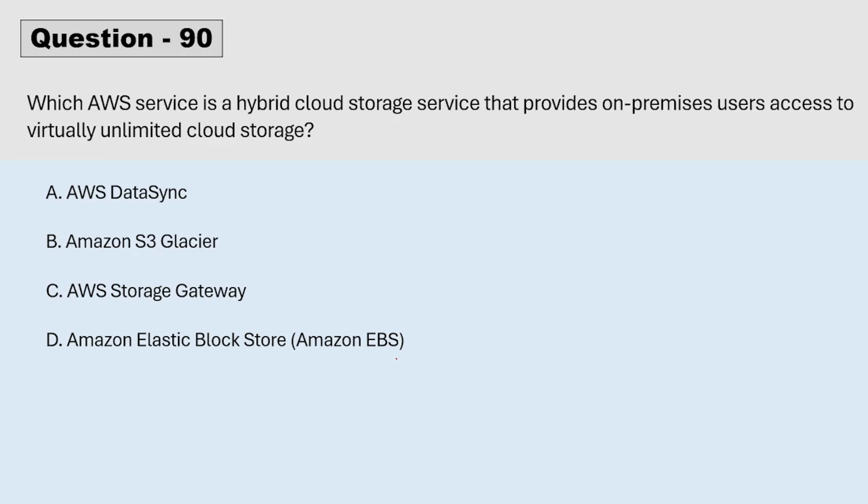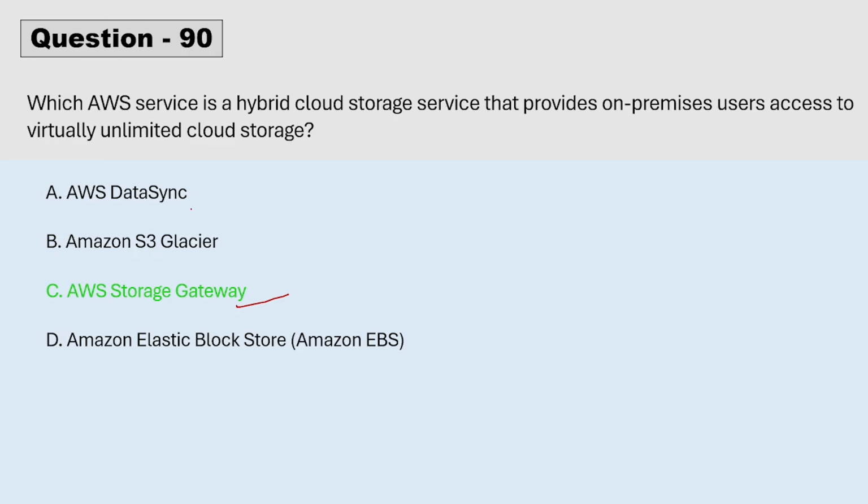Okay, now let me reveal the correct answer here. Option C, AWS Storage Gateway is the correct answer here, because this is a hybrid cloud storage service that enables on-premises applications to use cloud storage seamlessly. It provides file, volume and tape gateway interfaces to integrate the on-premises environment with AWS cloud storage. So this is the correct answer here.